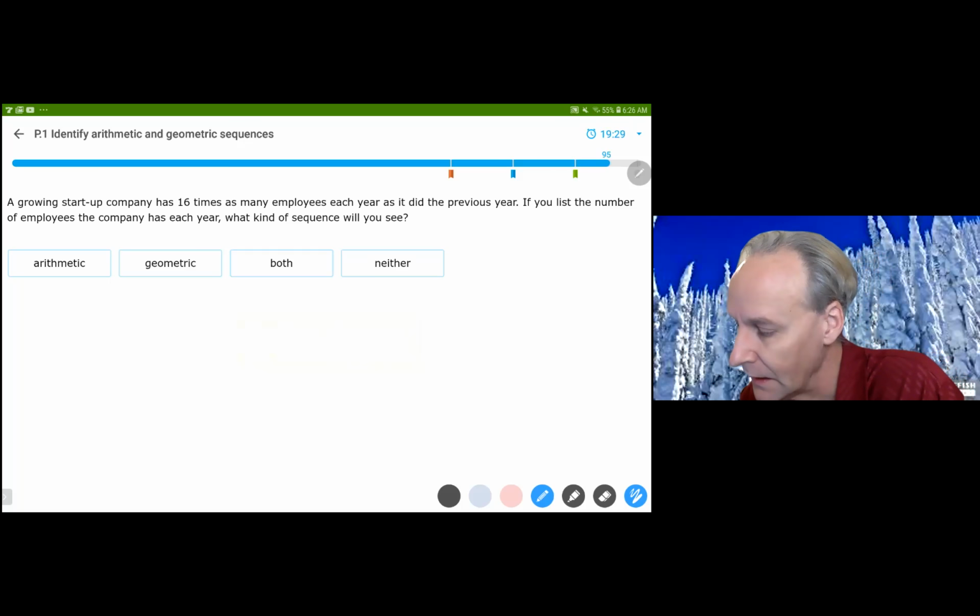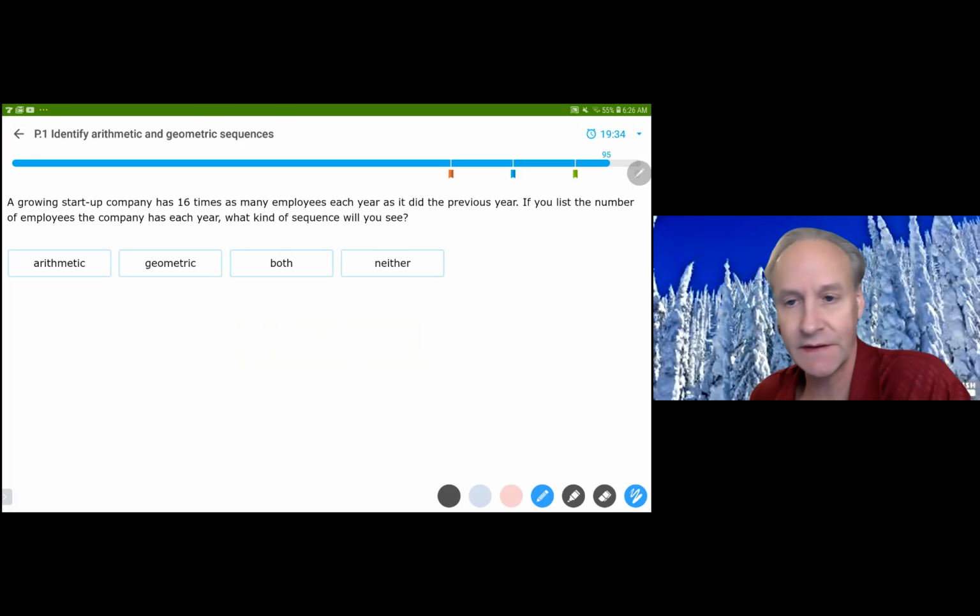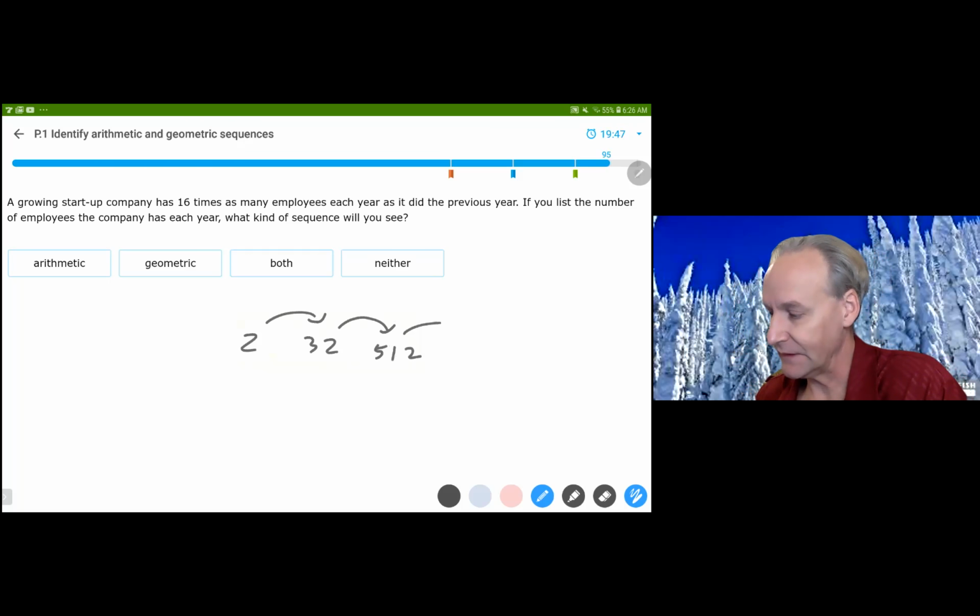All right. A startup company has 16 times as many employees each year as it did the previous year. So it starts out maybe 2, like Apple, and then the next year there's 32, and the next year there's 16 times as many of that, which is 512, and then there's 16 times as many of that, and that's a lot of employees, isn't it? 8,000 and something. I can't do it in my head real quick. So this one is going to be times 16 and times 16 and times 16, and that is geometric.